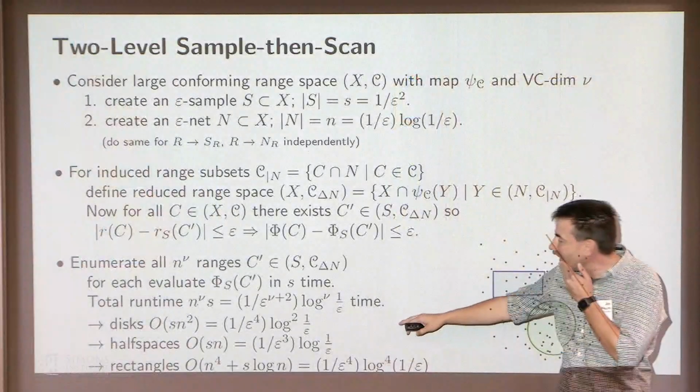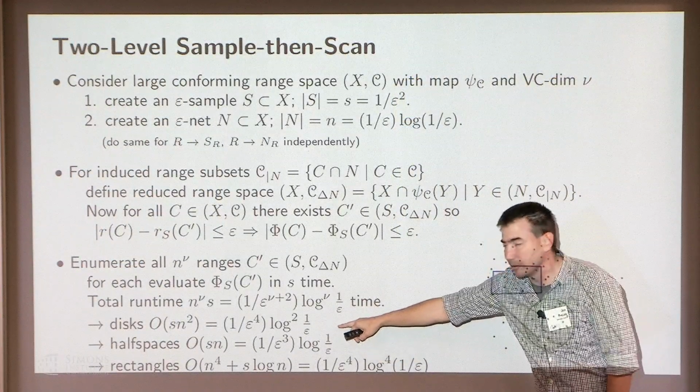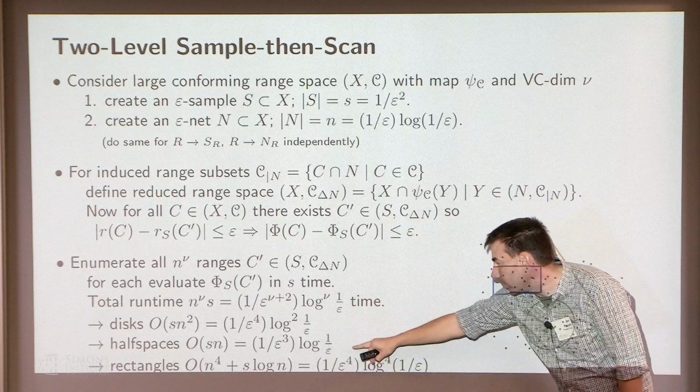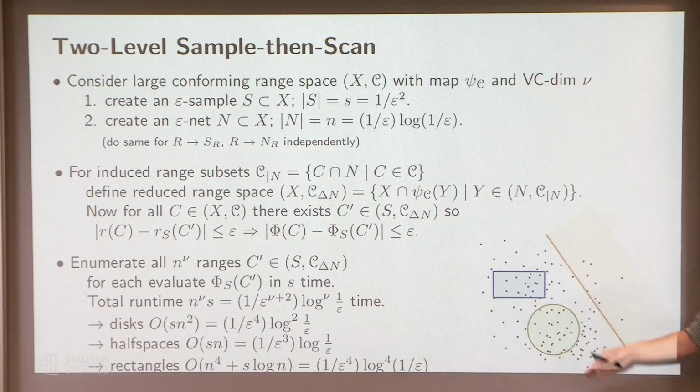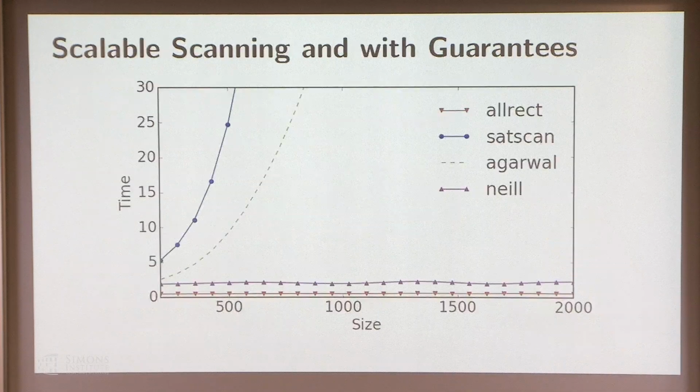There's a general result for disks. It's now 1 over epsilon to the 4th. For halfspaces, it's 1 over epsilon to the 3rd. These are significantly smaller. And it turns out that this is how we get this bound here, which is much faster, along with some careful implementation of scanning.